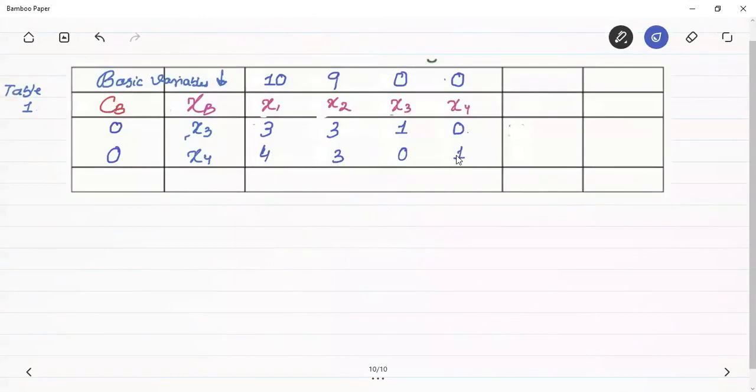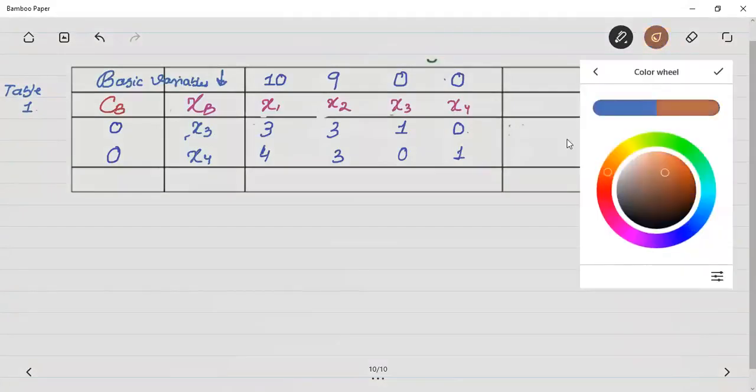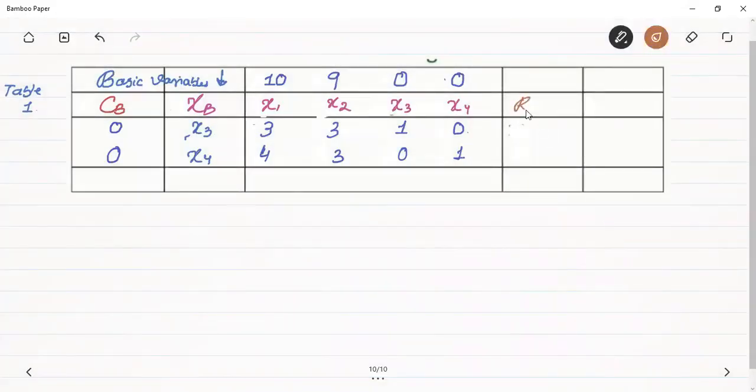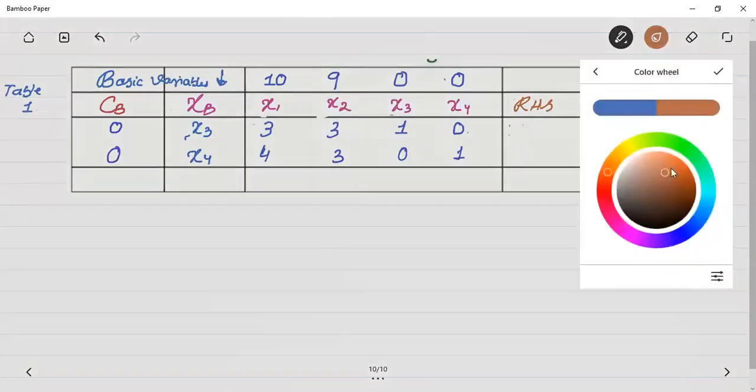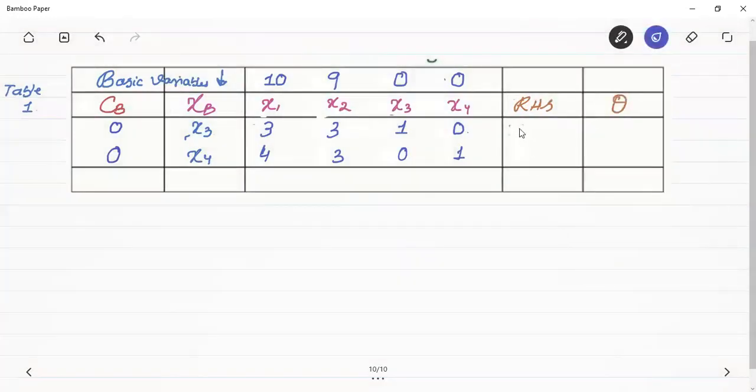Okay, these are the coefficients in the constraints, and we have here one another column that is known as RHS. And another column here is theta. We'll define both of these. RHS is simply the right hand side of the first constraint and the second constraint. x3 belongs to the first constraint, therefore the right hand side I think was equal to 21 and this is equal to 24.